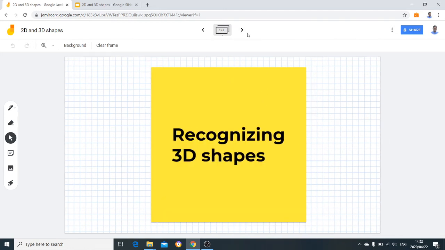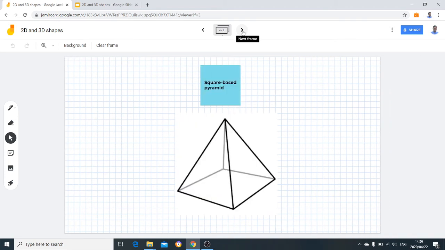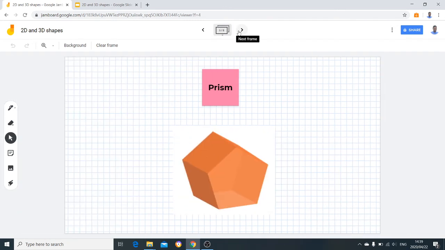Recognizing 3D shapes. A cube. A cube is a shape that looks like a Rubik's cube. A square-based pyramid. A square-based pyramid looks like the pyramids of Giza in Egypt.